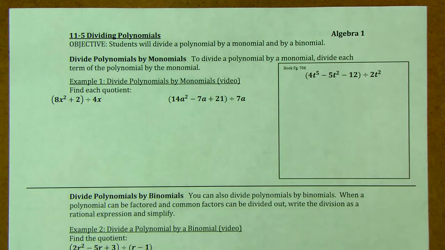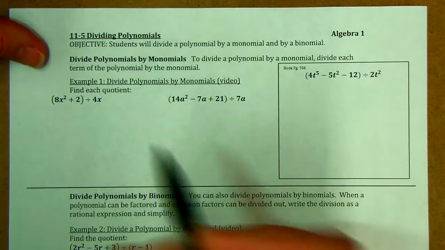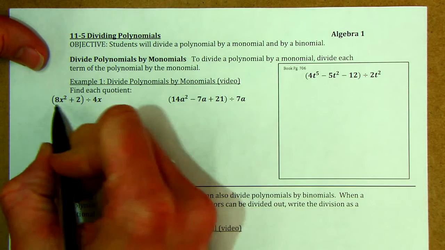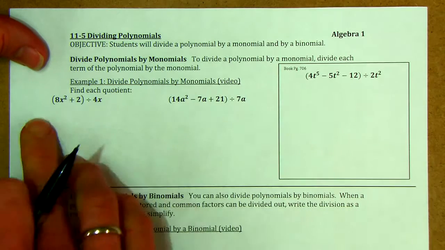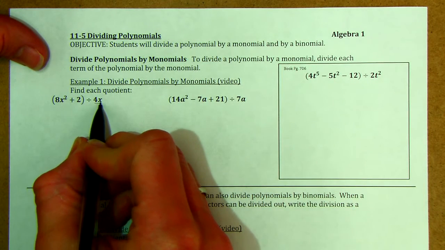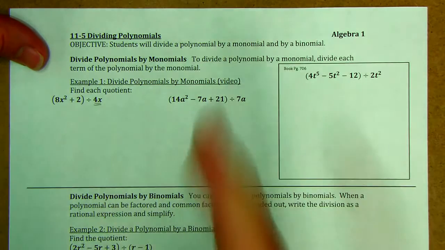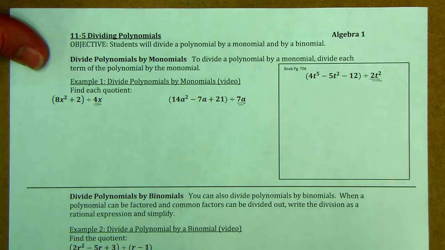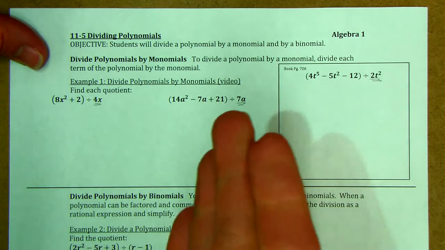When we divide a polynomial, one or more terms, by a monomial, that means one term. Notice in all three of these examples, we are dividing by a singular term. When we do that, we don't have to do the long division. All you have to do is take each term and divide it by that monomial. So here, I'm going to divide 8x squared by 4x, and I'm going to divide 2 by 4x.